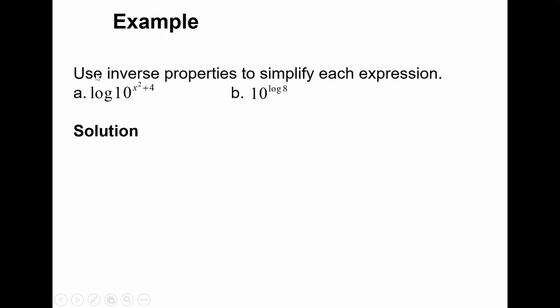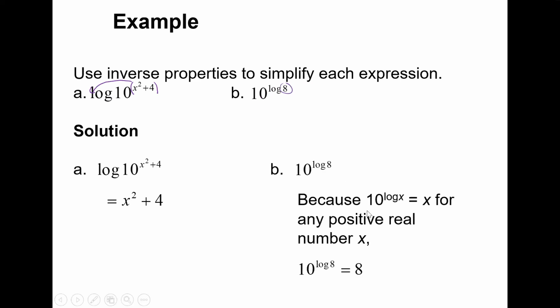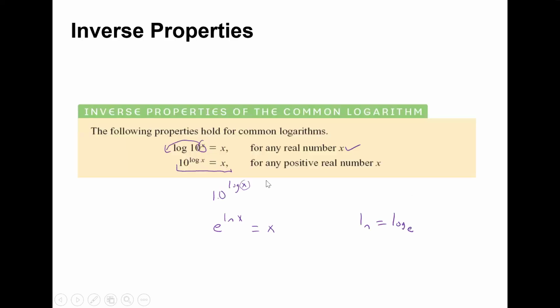All right. Use the inverse properties to simplify each expression. Well, this one we know pretty easy. It's log base 10, so we know that this piece is going to go down in front, and that's going to be the answer. Now this one, we remember that's that second rule, so 10 to the log is going to be that cancellation, and all that's left is our 8, and so our answer is 8. Again, it's all based on those two rules right here.